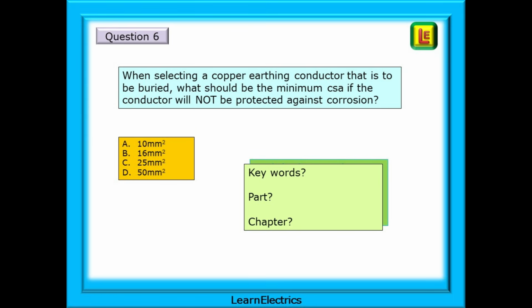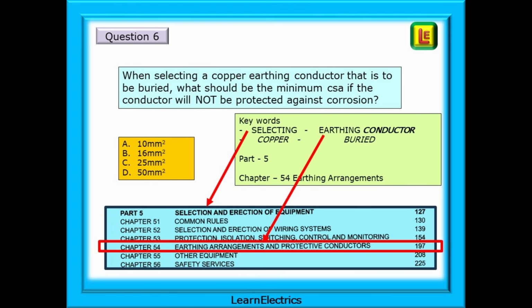Again, find the key words. Then check these against page 3 contents. Find the part number and chapter that will lead you to an answer. Selecting, earthing conductor, copper and buried are key words for this question. Looking at page 3, the blue box, we can see that part 5 is called selection and erection of equipment. That's the first keyword.